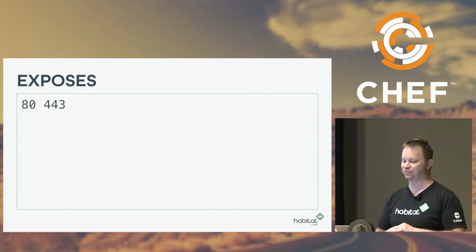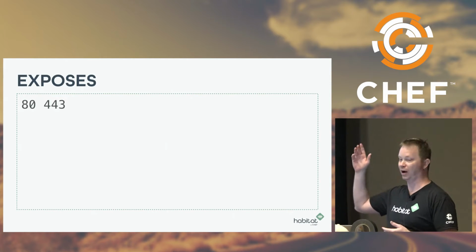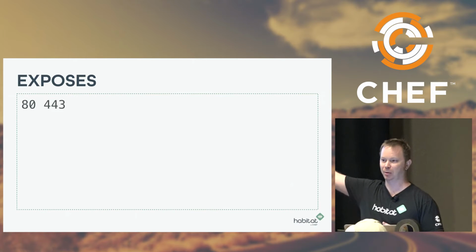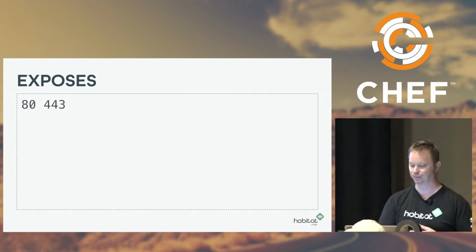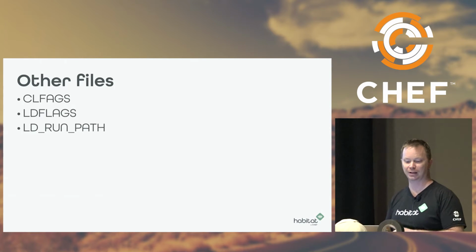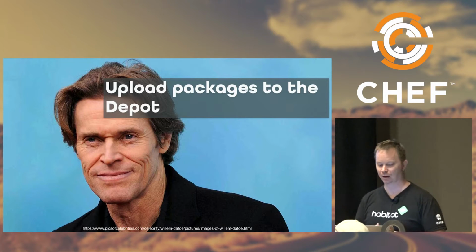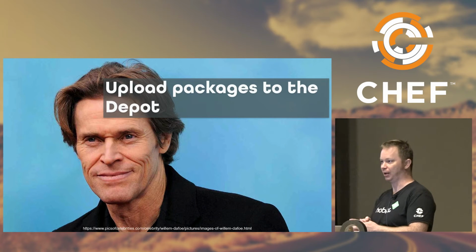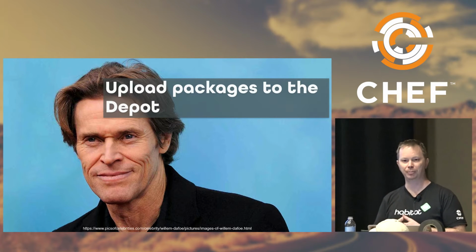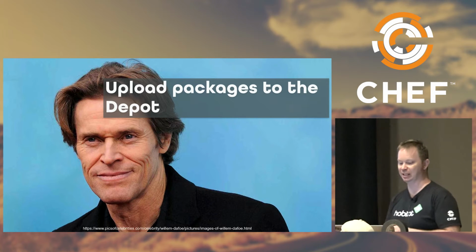We also have an exposes file. So a lot of applications need to listen on some port somewhere. So you define what ports you want in your plan. And then this exposes file gets written out with those ports. There are some other files that are useful if you're building C software that has CFLAGS or LD_RUN_PATH and LDFLAGS. So after you've built your package in your studio, you have the hart file. Then you upload that package or your packages to the depot.